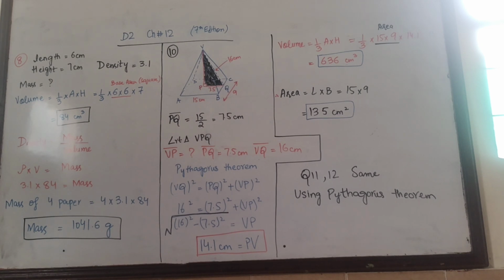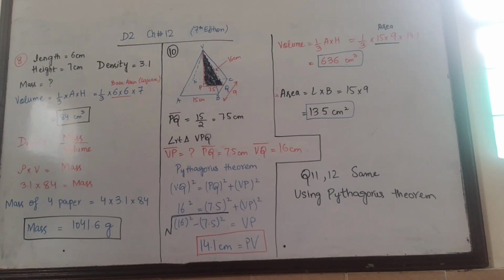Next is volume. Volume is equal to 1/3 multiplied by base area multiplied by height. The base of this pyramid is a rectangle, so I have found the area below, where the area formula is length multiplied by breadth of a rectangle. Length is given, breadth is given, and we will get the answer 135 centimeter square. Put the value in the volume formula, 1/3 multiplied by area multiplied by height, and you will get the volume, 636 centimeter cube.